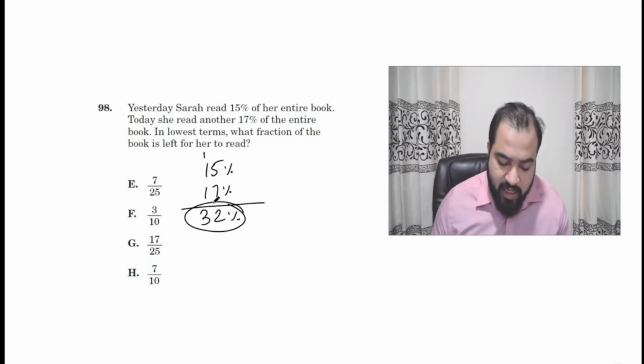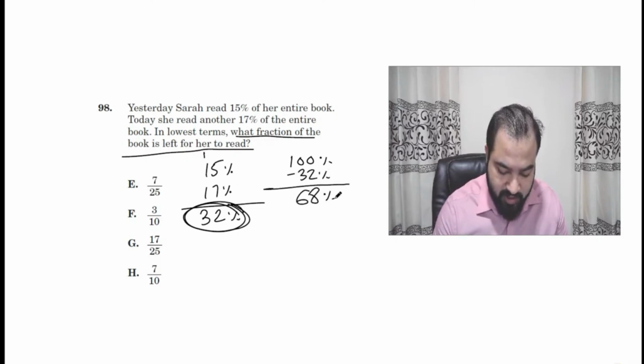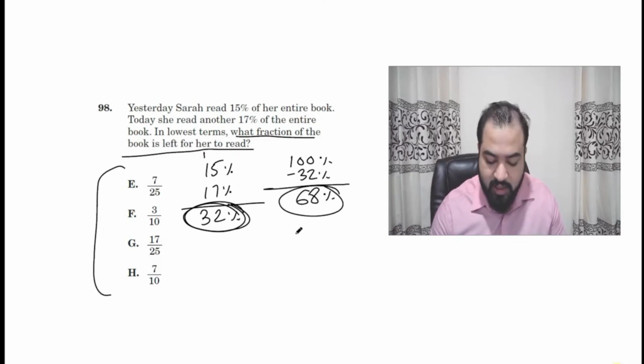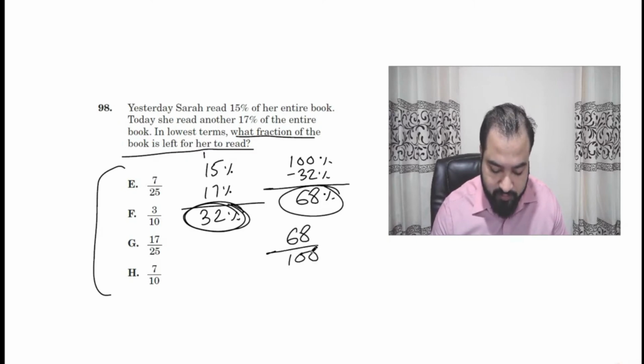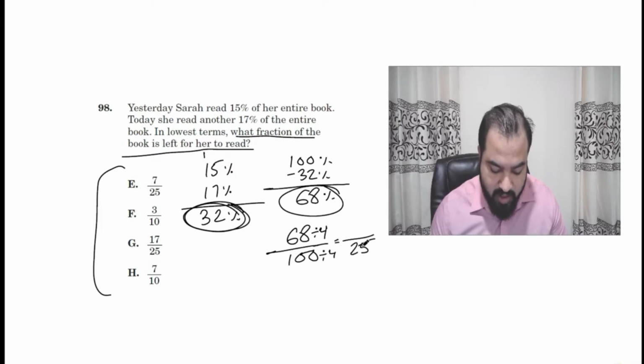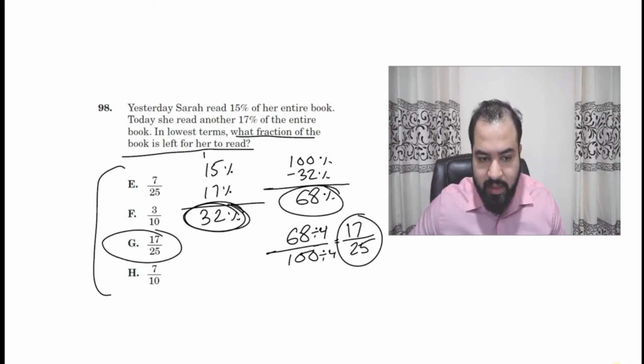Now in the lowest terms, what fraction of the book is left for her to read? We know that the total is always out of 100%. She already read 32%, so you subtract that out. So she still has 68% to read. Now they want it in terms of a fraction, as you can see in all the options. So it's 68 over 100. Let's simplify it. Let's divide by 4, top and bottom. So we get 25 in the bottom, and on the top we get 17. So 17 out of 25. So that was 98.